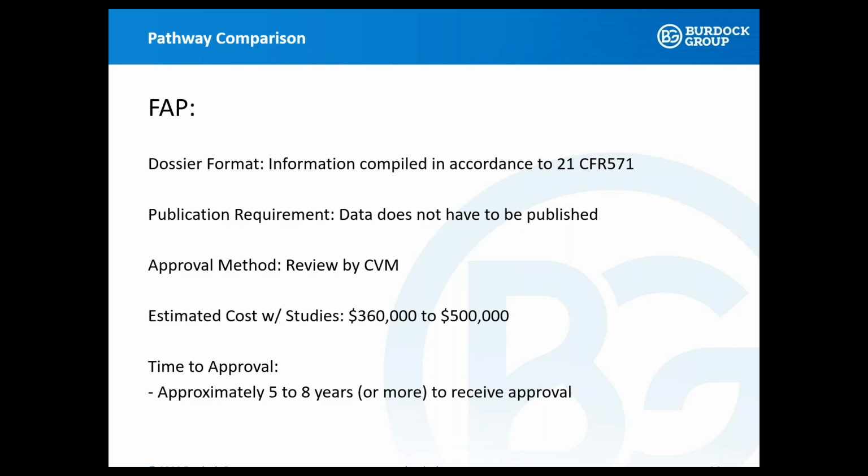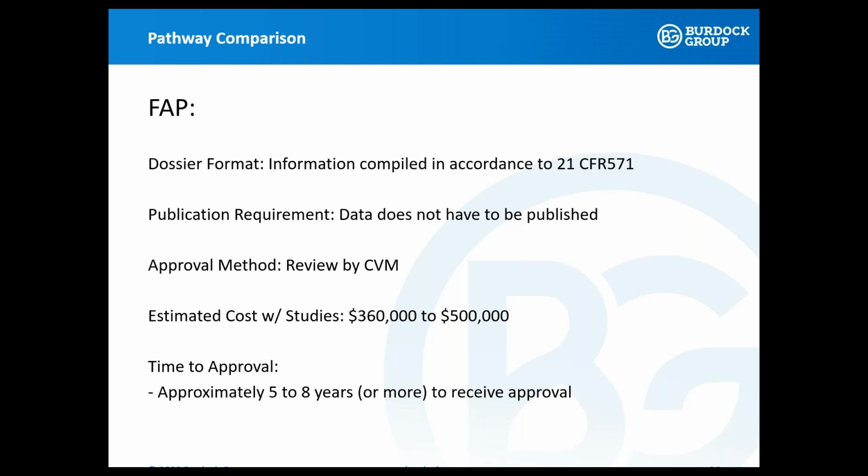So the dossier format: information is compiled in accordance with 21 CFR 571, and the publication requirement is very key. The data does not have to be published, which is a very tactical tool for many companies. If the data is not published, no one can really find it unless they submit a FOIA, a Freedom of Information Act request. And those take a long time, so you probably will never get it. But this is one major distinguishing factor for an FAP versus other pathways. It doesn't have to be published.